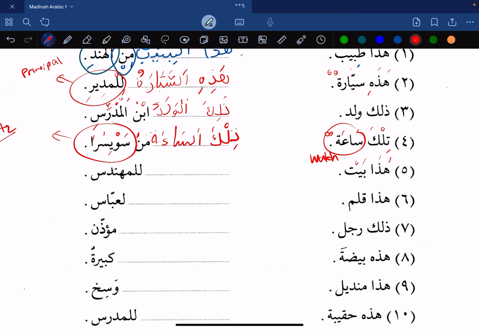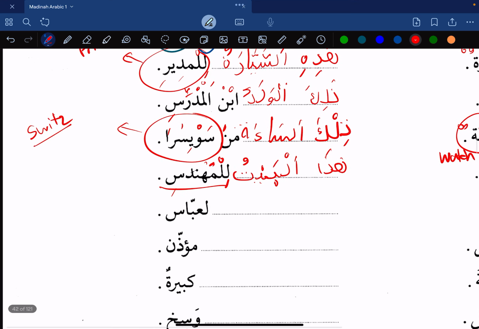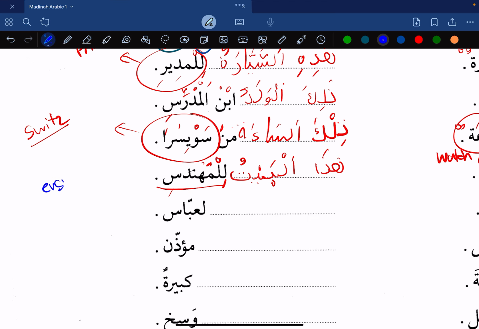هذا بيت. Wow, that's a really old word. Whose house is this? We're gonna make someone's house. هذا بيت للمهندس. This is the engineer's house, not the teacher's. Why did we give a dot there? Muhandis is an engineer. Terrible writing.